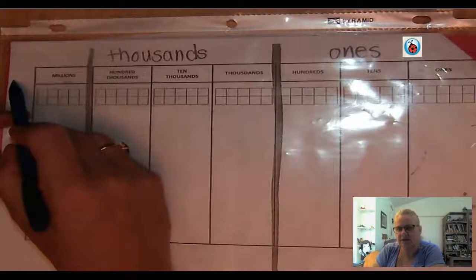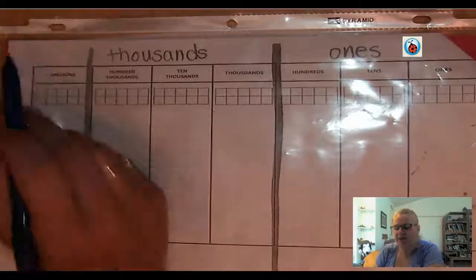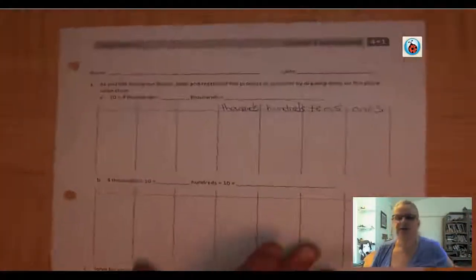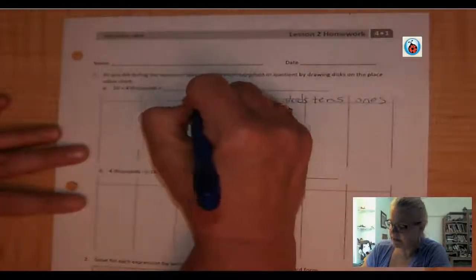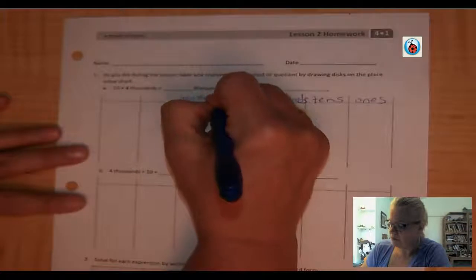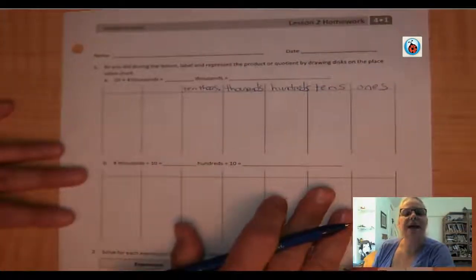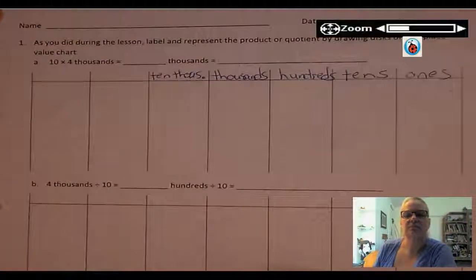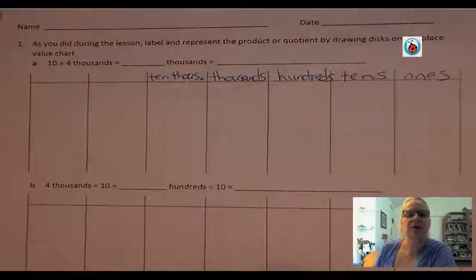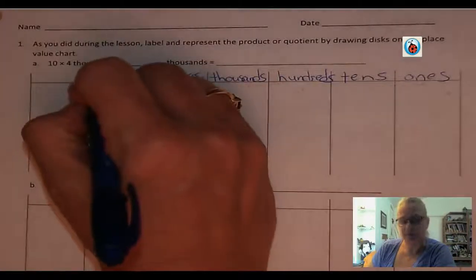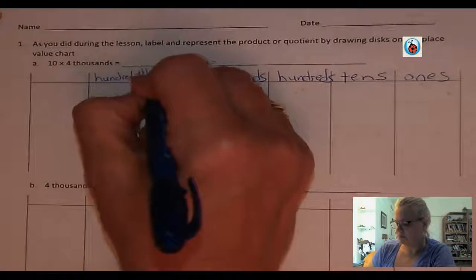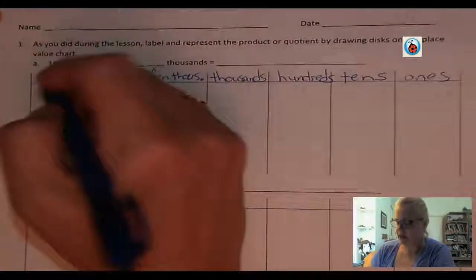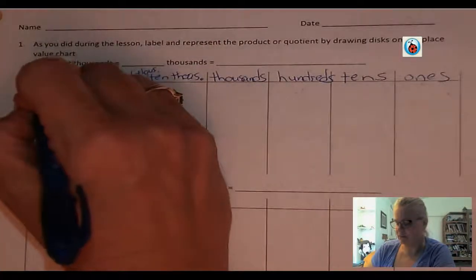What do you think would come next? Yeah, it would be 10 million. Okay, so thousands, then we have 10,000s. You can abbreviate thousands, THOUS. Okay. And then we have what? 100,000s. And what's our last column? Millions.